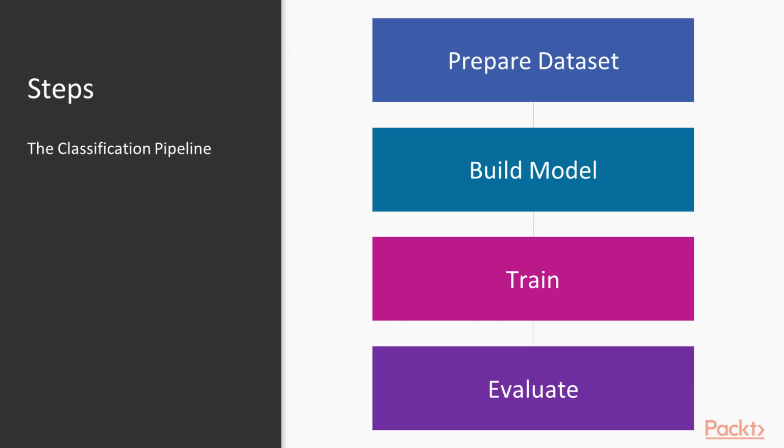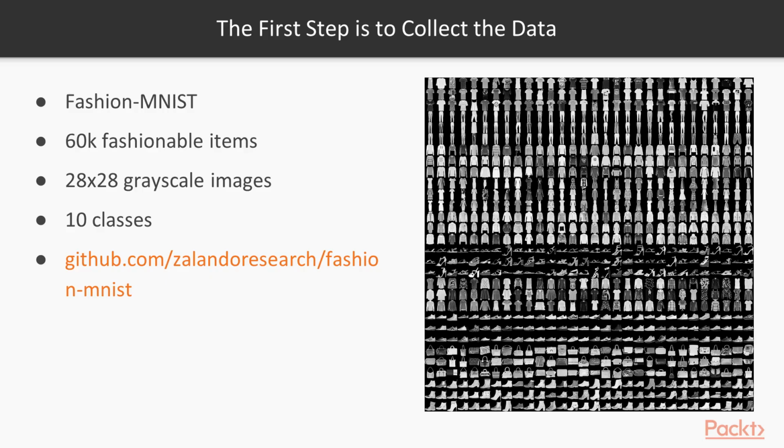So these are the 4 steps that we need to follow in order to build our image classifier. First of all, we need to prepare our dataset of images. Then we can build, train, and evaluate our model. In the next few minutes, we're going to see a hands-on demonstration of each of these 4 steps. So let's begin. For this demo, we're using the Fashion MNIST dataset.